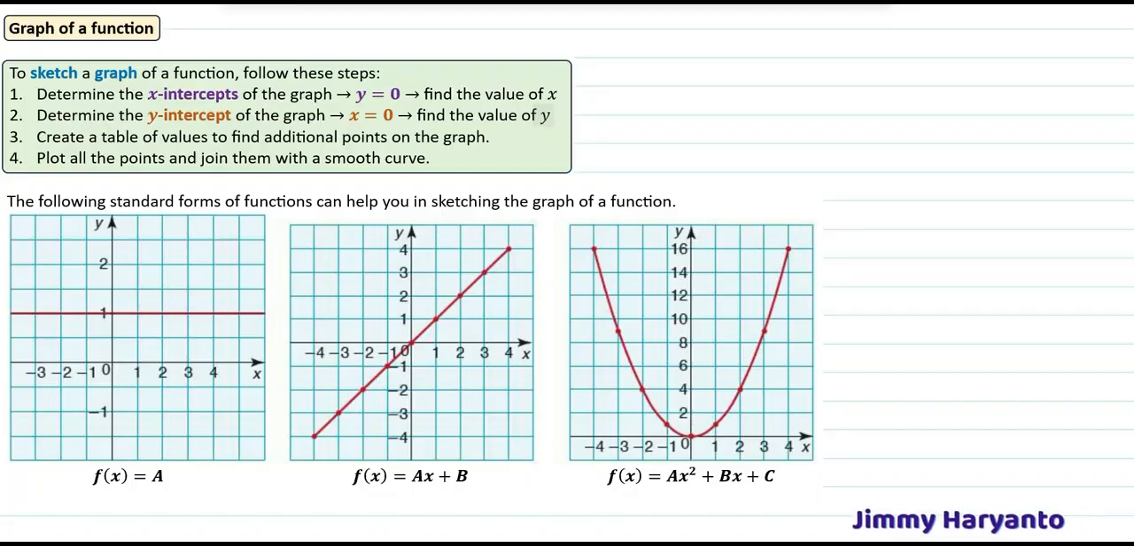Then for the next one, it's a parabola. This one is called a parabola. It can open up like that or open down, depending on the value of a. And the vertex point, or turning point, will depend on the function itself. We will draw this one later.